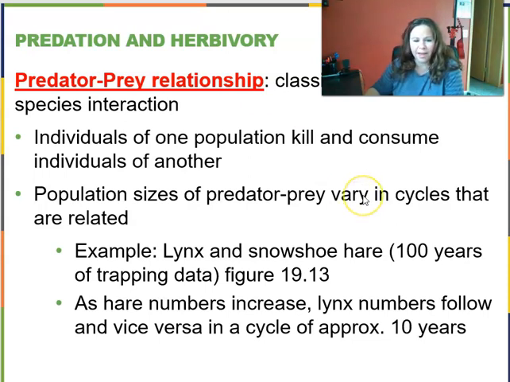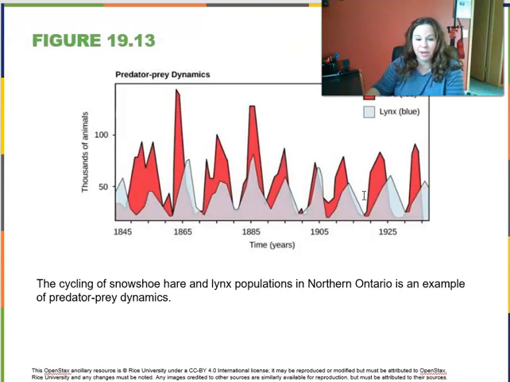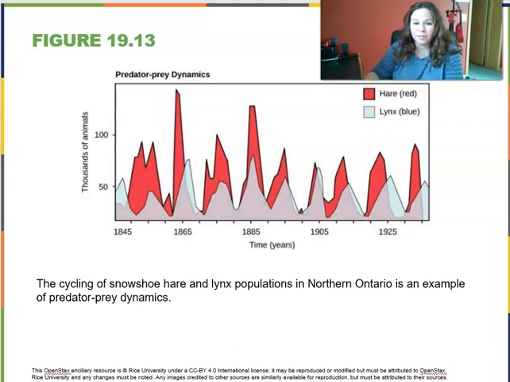And they found out that it's kind of like a 10-year cycle, that as the number of hares rises, over 10 years, the lynx numbers will follow, and then those hares will reach a carrying capacity and then kind of crash back down to a lower number, and then the lynx will follow soon after because there's less prey for them to eat. So here's a visual representation of that since before 1845.